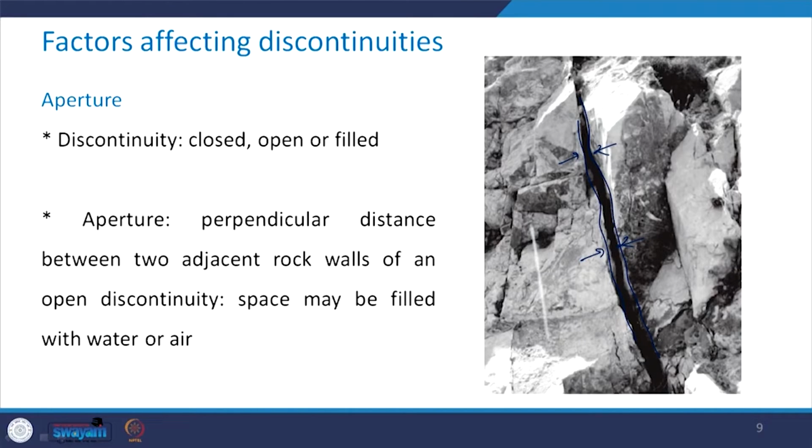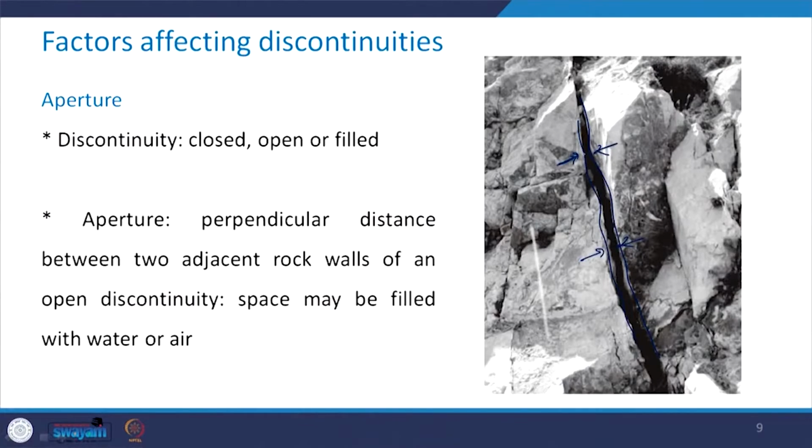Aperture is defined as the perpendicular distance between two adjacent rock walls of an open discontinuity. This space may be filled with water or air. Like in this case here, right now there is no water, it is only filled with air. So, what is the aperture here in this case? Just take a tape and measure this distance. This is what is going to be your aperture.